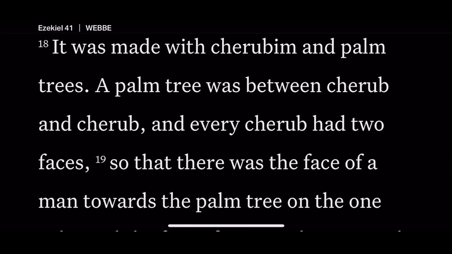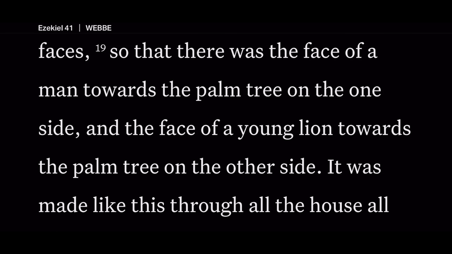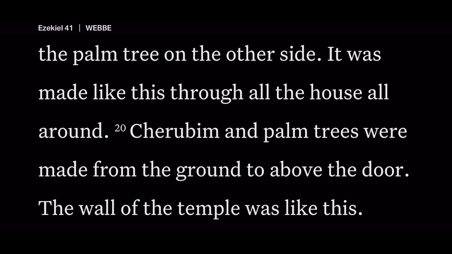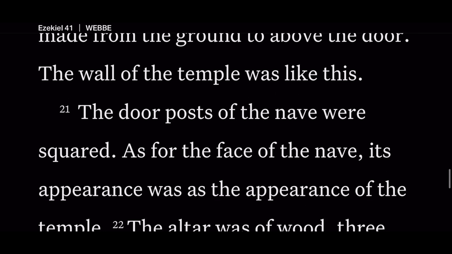It was made with cherubim and palm trees. A palm tree was between cherub and cherub, and every cherub had 2 faces, so that there was the face of a man toward the palm tree on the one side, and the face of a young lion toward the palm tree on the other side. It was made like this through all the house all around. Cherubim and palm trees were made from the ground to above the door. The wall of the temple was like this.